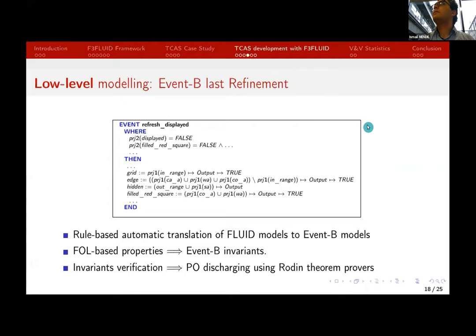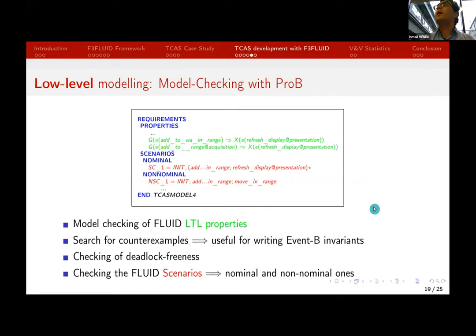For verification purposes and validation, we'll use other methods. For the verification, we'll use Event-B, after the automatic translation of Fluid models to Event-B models, where the properties, first order logic properties, are converted into invariants, and they are verified through proof obligation discharging. And the scenarios and LTL properties are validated and model checked by ProB. So we search for counterexamples or the absence of counterexamples, and we check for deadlock freeness. And we also validated the scenarios, nominal ones and non-nominal ones.